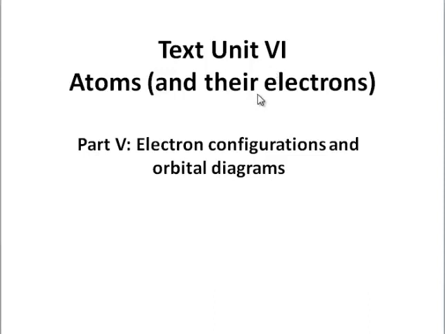This is the 5th lecture for Text Unit 6 about atoms and their electrons. This lecture continues our discussions of electron configurations and orbital diagrams for atoms.